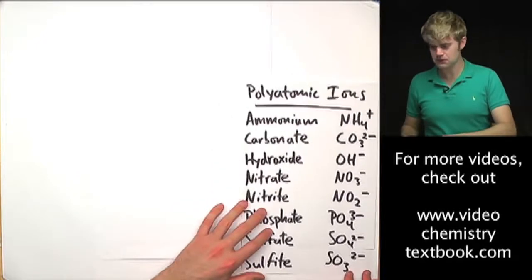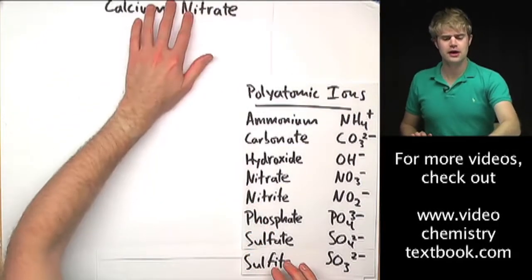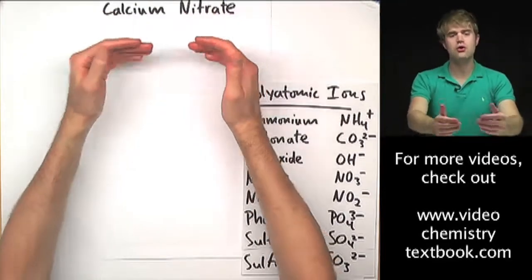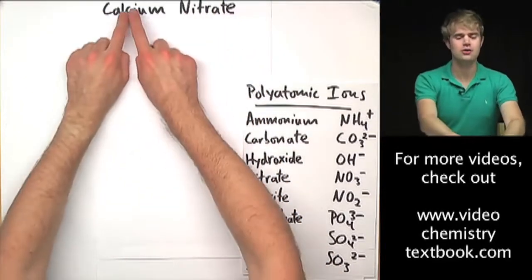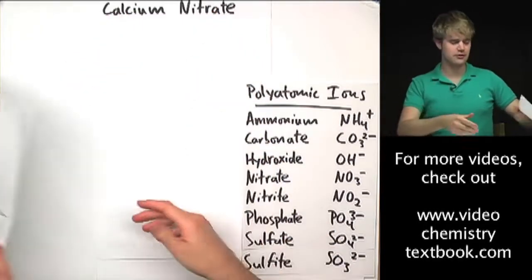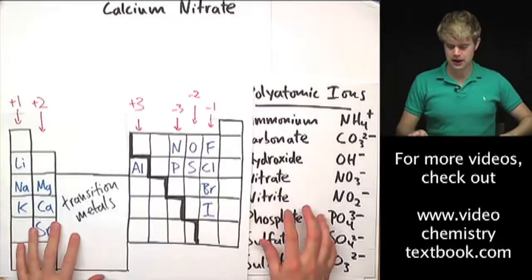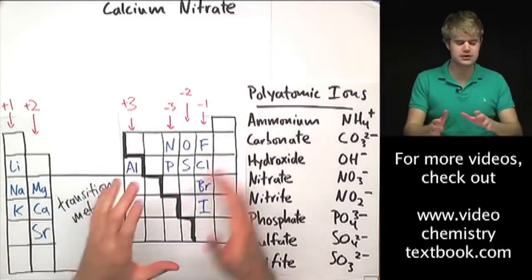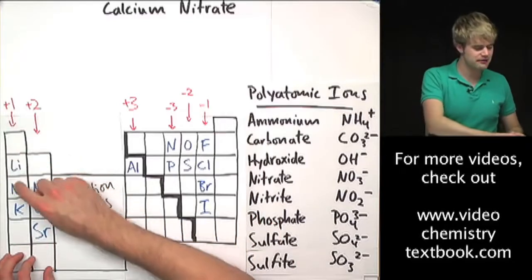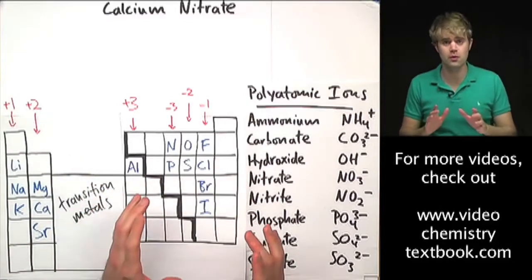Okay? So, here is the name of a compound, calcium nitrate. Let's go through the steps that we have to take to write the chemical formula for this compound. There are 2 things you're going to need for this. The first is a periodic table. I'm using a kind of weird version where I've left out a lot of the elements because I think they're distracting, but I've kept in the ones that are important for what we're doing.